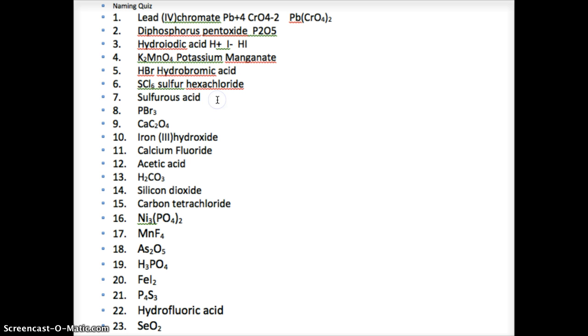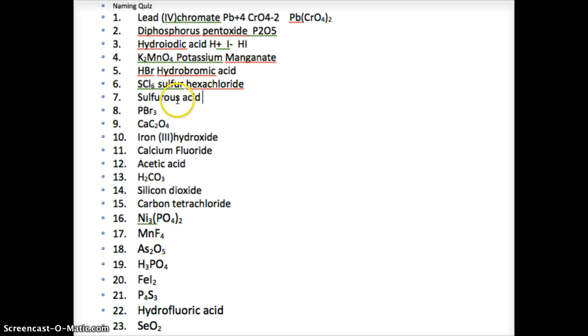All right, number 7, sulfurous acid. So notice that this is ending in OUS. Okay, it's not ending in ic. Notice there is no hydro. So we know we're dealing with a polyatomic. Well, OUS comes from ites.